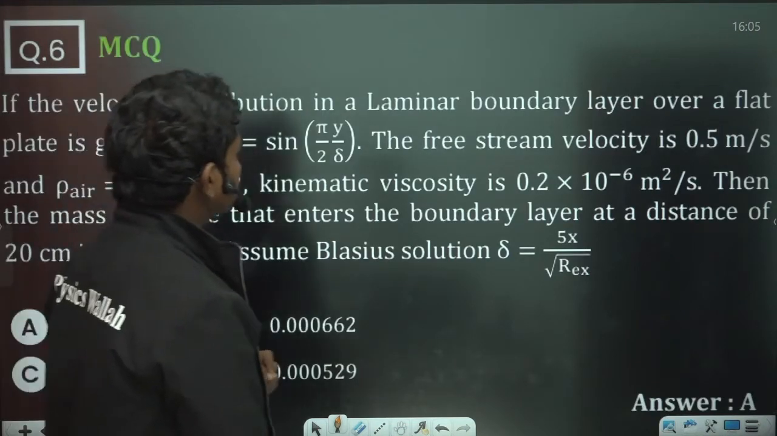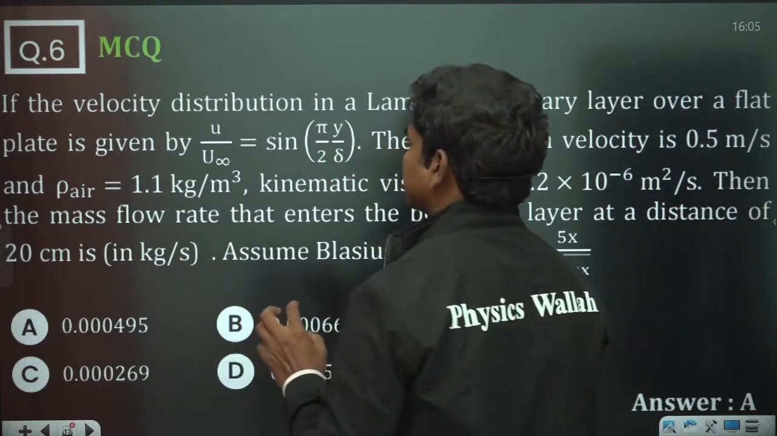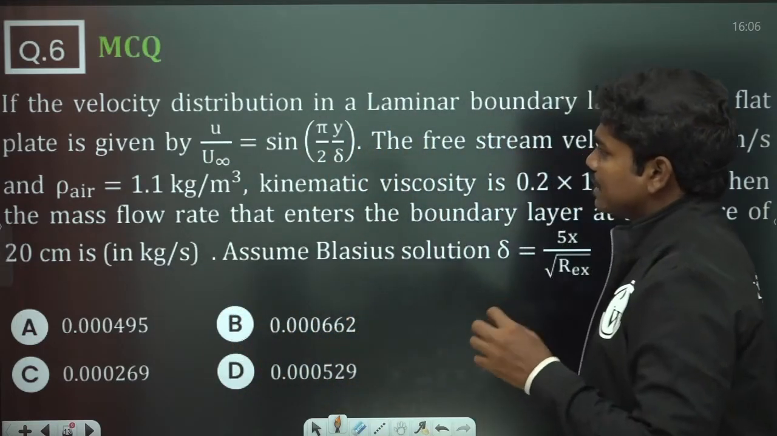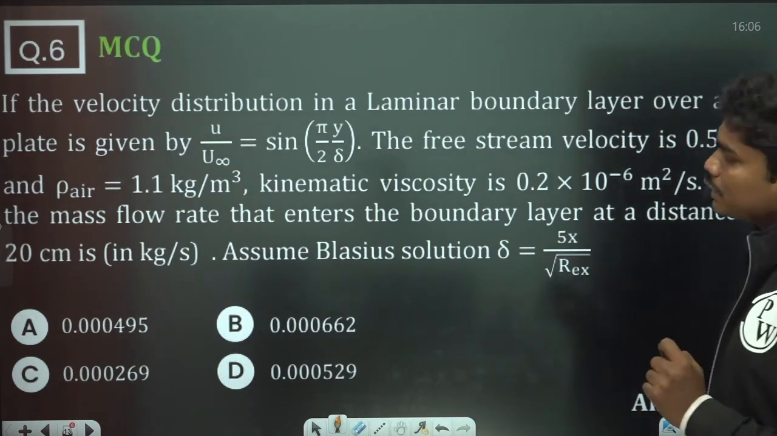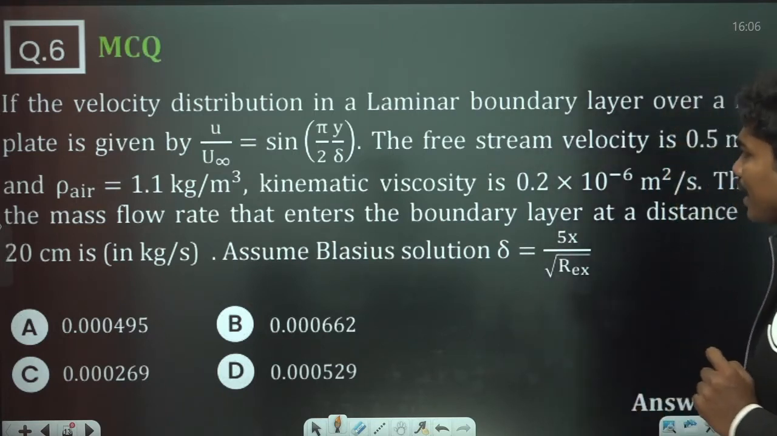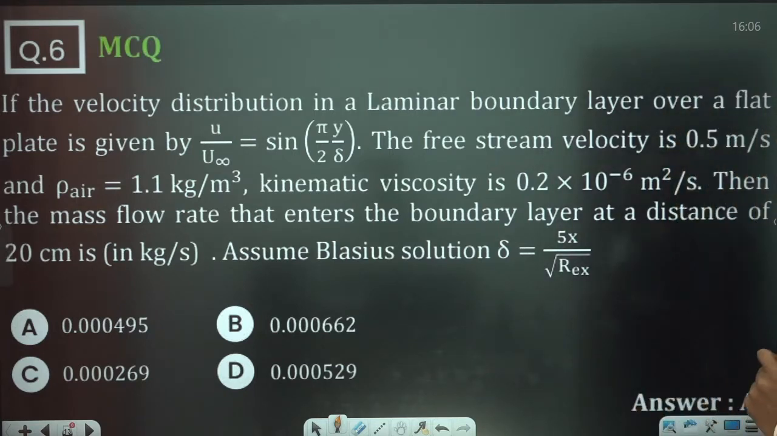If the velocity distribution in a laminar boundary layer over a flat plate is given by u by u_infinity, free stream velocity, equal to sine of pi by 2 times y by delta. The free stream velocity is 0.5 meters per second and density of air is 1.1 kg per meter cube. Kinematic viscosity is 0.2 times 10 to the power minus 6 meters squared per second. Then the mass flow rate that enters the boundary layer at a distance of 20 centimeters is dash kg per second. Assume Blasius solution for identifying delta.